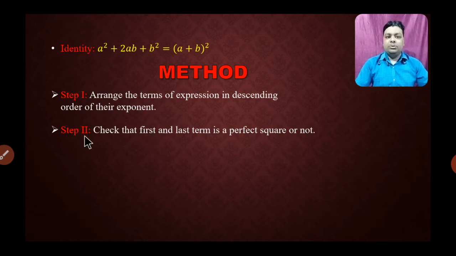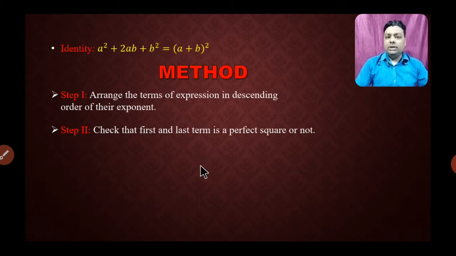And in step 2 we will check whether the first and the last term are perfect squares or not. If the first term and the last term are not perfect squares, in this case we will not use this identity. Okay, we will not see the middle term, we have to check only the first and the last term.